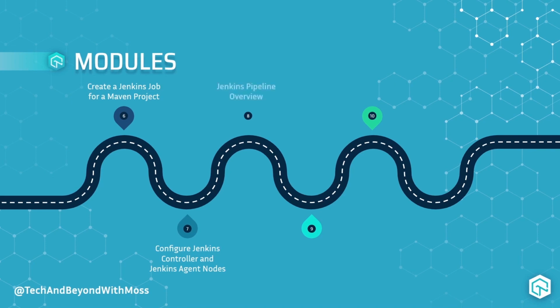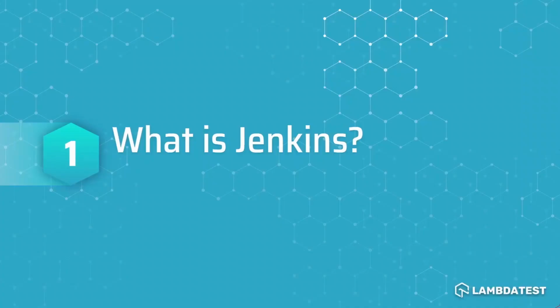I'll then walk you through the configuration of a Jenkins controller and Jenkins agent nodes to facilitate distributed builds. This will lead us to an introduction of Jenkins pipelines, and we'll create our very own pipeline in our Jenkins instance. And finally, we'll add automated cross-browser testing into our Jenkins pipeline using Lambda test. Now that you know what we're going to cover in this series, let's get started with the first topic.